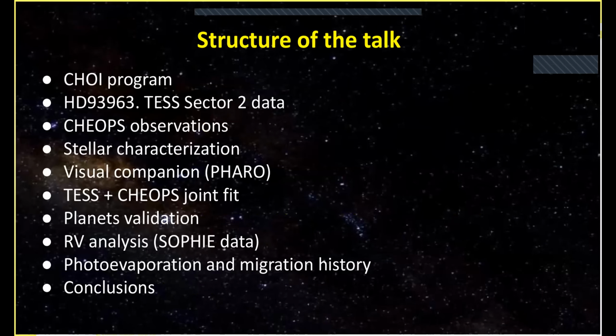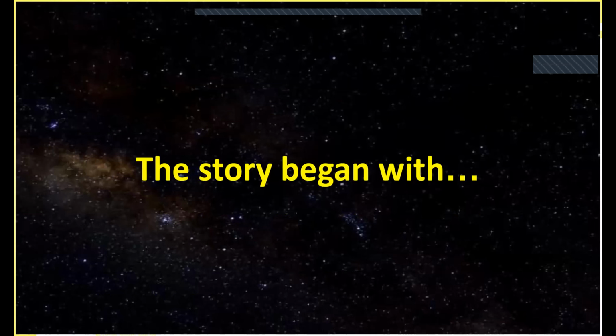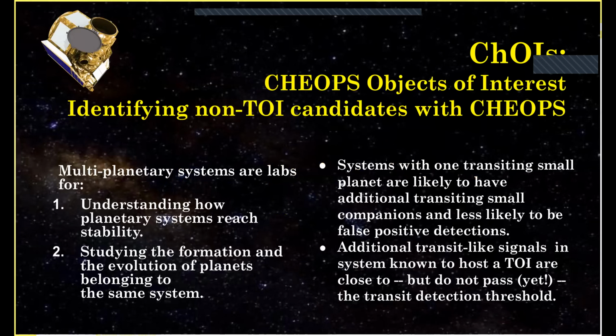So the story begins not a very long time ago, when I entered the CHEOPS team. I presented a program to observe targets that would appear as transit-like signals within the TESS light curves, and that were below the signal-to-noise ratio chosen by the TESS pipeline for the selection of the TOIs.